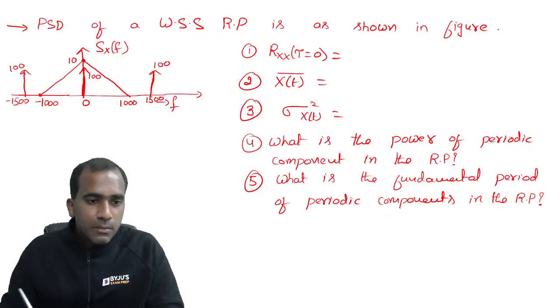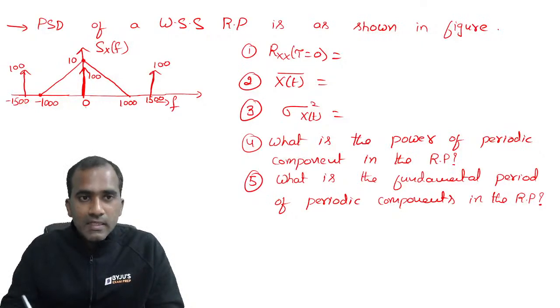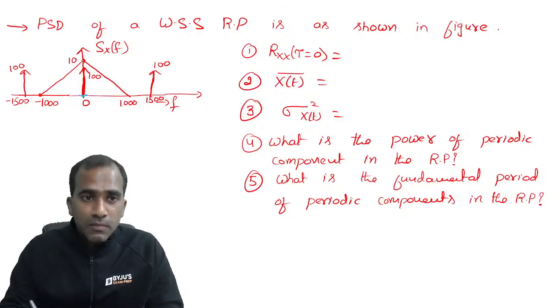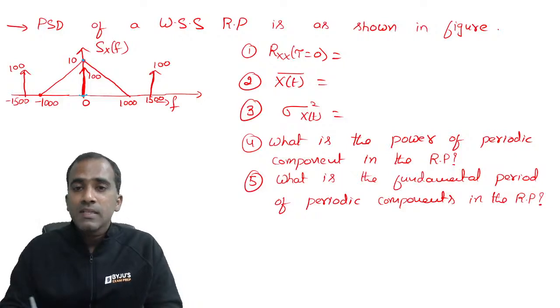See, DC power, how do you recognize? We have discussed that in the properties in the previous slide. DC power will be there only if there is an impulse at zero. Yes, there is an impulse, which means there is non-zero DC power. How much is the DC power? The area from 0 minus to 0 plus. So from this 10 value, I can't say that there is DC power. Because of the impulse, there is DC power.